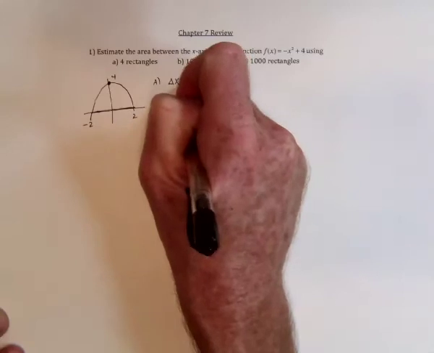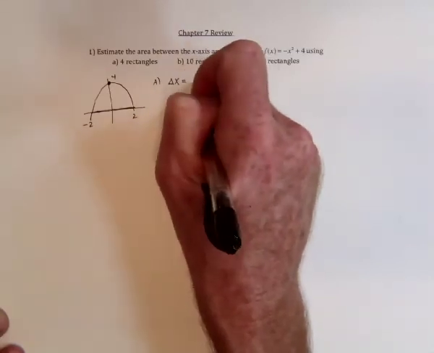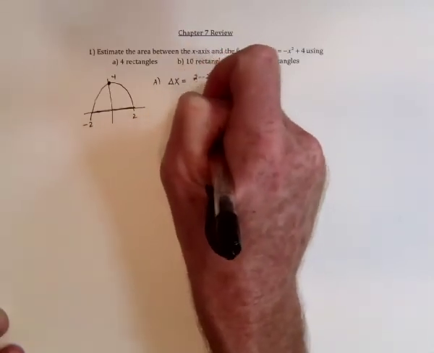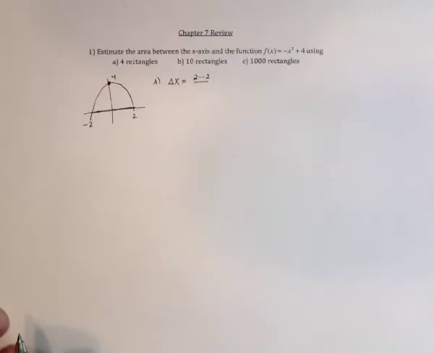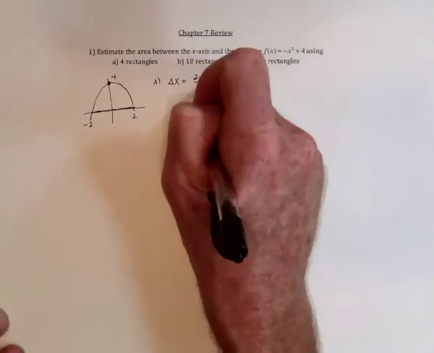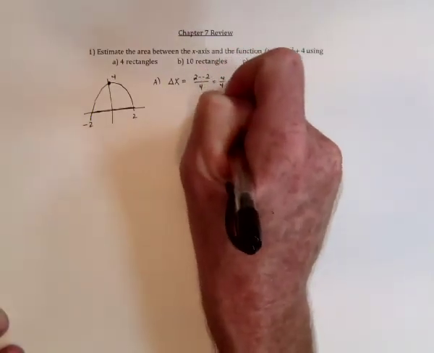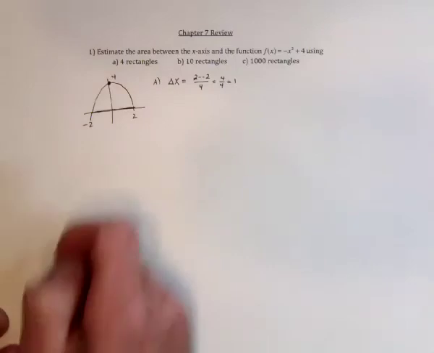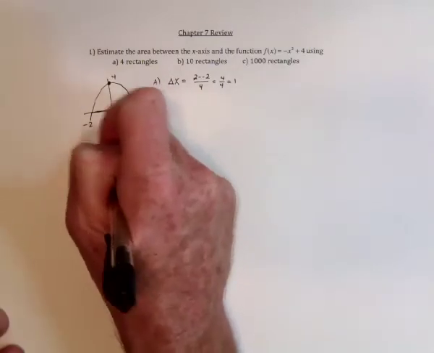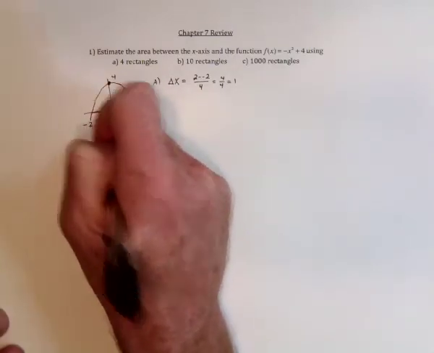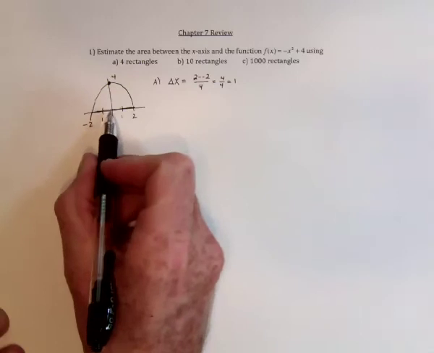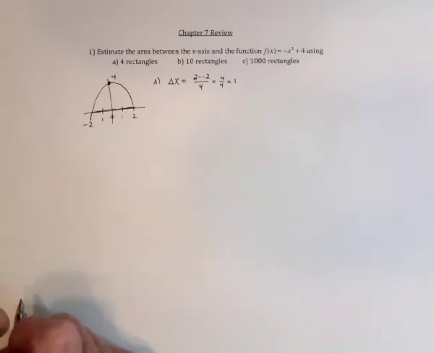The change in x is going to be, find the length of the interval, so subtract the two numbers, the big one minus the small one, divide it into 4 equal pieces. So that's going to be, each one is going to be a length of 1. So in other words, like this. So 1, 2, 3, 4 equal pieces.